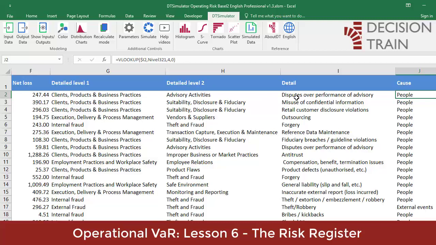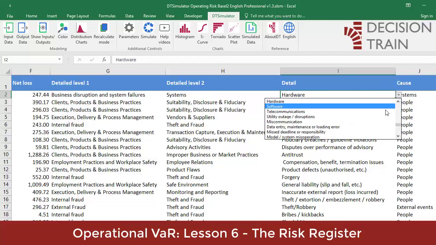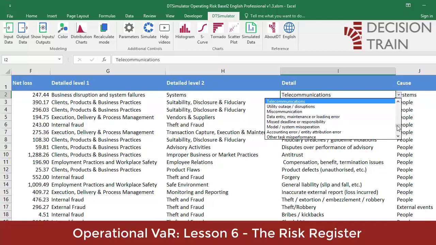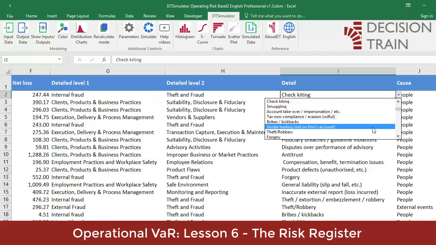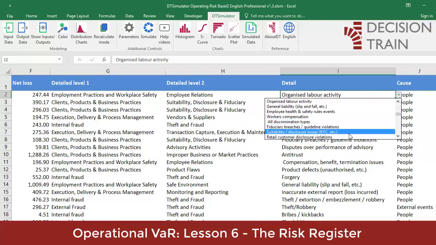Observe in column G of detail level 3 that you can choose any type of risk of this level for the categorization of a particular event. When modifying this field to another value, immediately the details of level 2 and 1 and the cause respectively in columns H to J are updated accordingly.